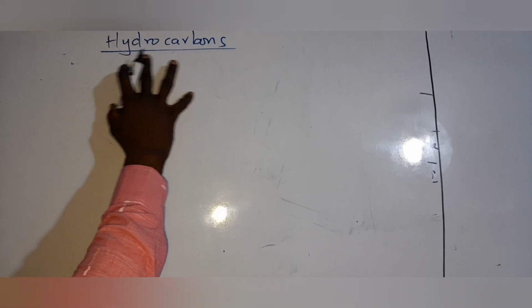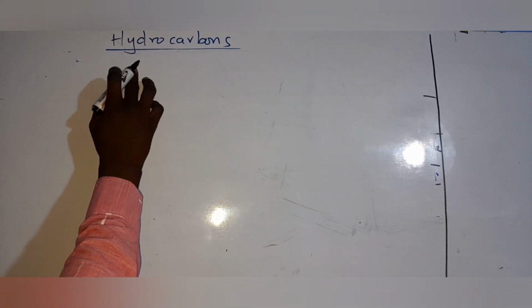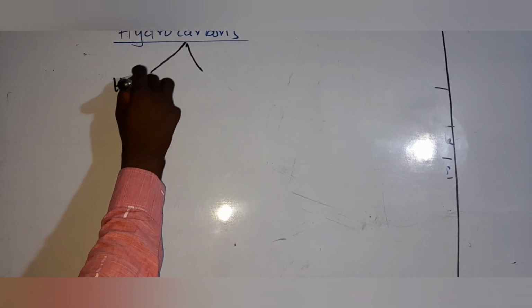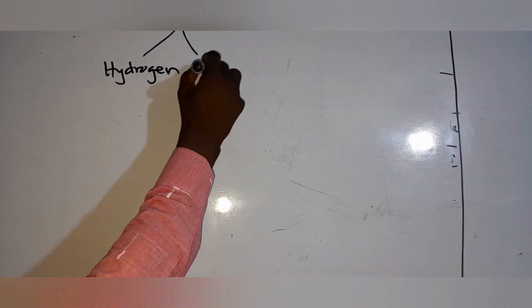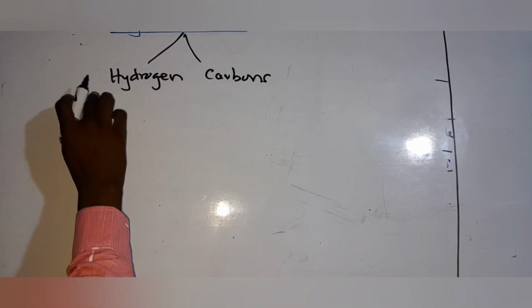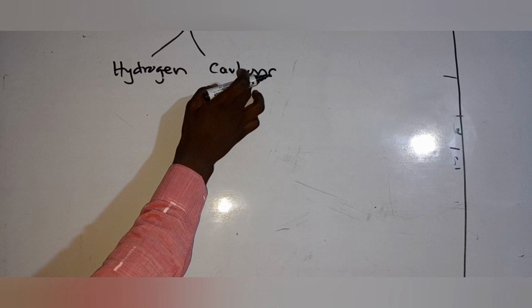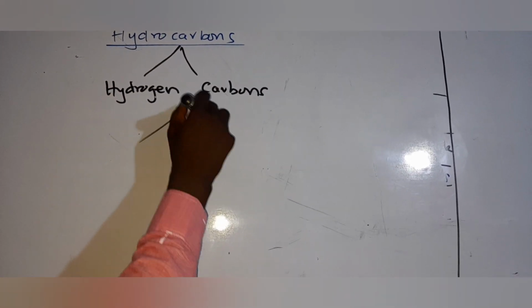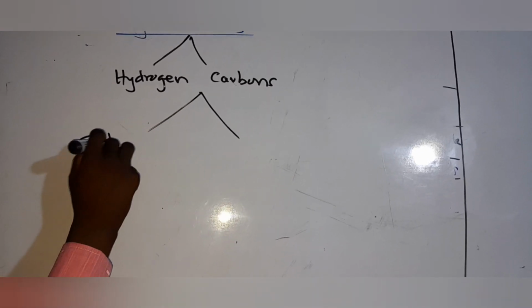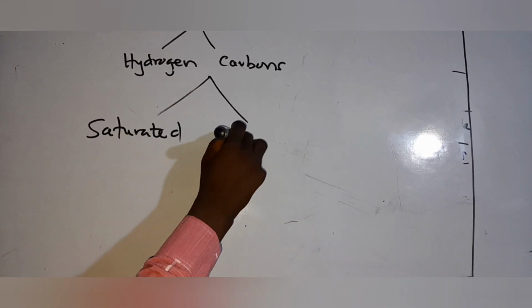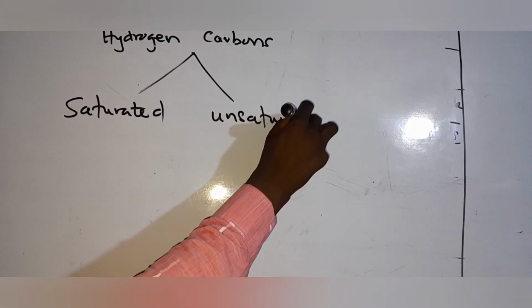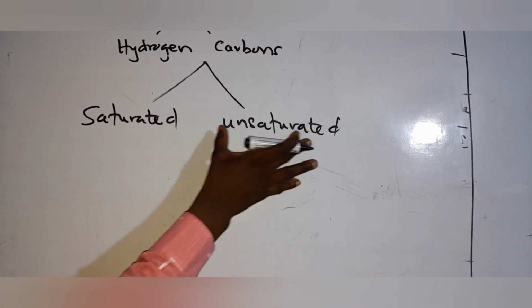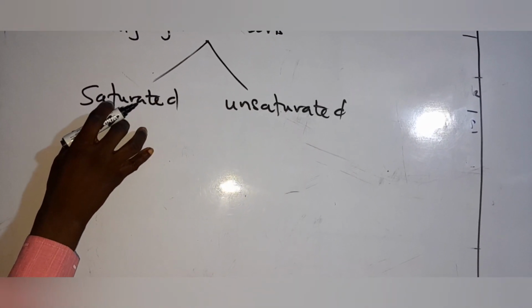Alright, so we'll look at hydrocarbons. When we talk of hydrocarbons, remember the word: they contain hydrogen and carbon. So hydrocarbons are compounds that contain hydrogen and carbon atoms only. We can classify these hydrocarbons as either saturated or unsaturated. What you want to remember is that for saturated and unsaturated, I say students should remember satisfied.